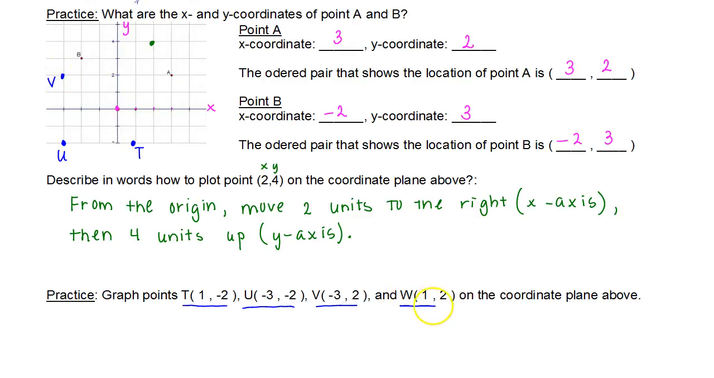And the last point for us to graph is point W, and it's located at 1, 2. So back to the origin, x-coordinate is 1, so right 1, y-coordinate is 2, so we go up 2, and in quadrant 1 we have point W.